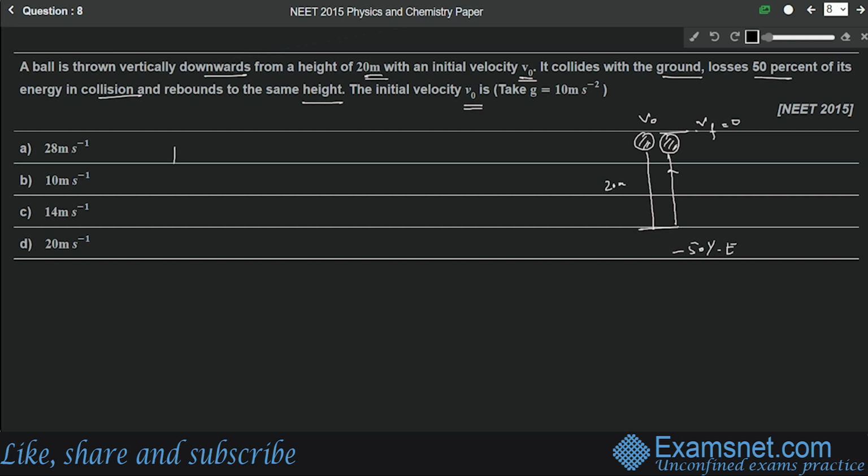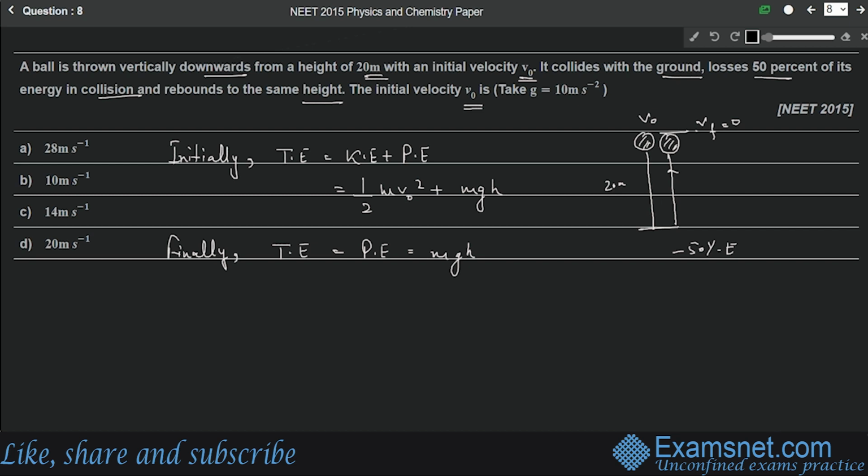Okay, so initially the total energy of the ball was the sum of kinetic energy and potential energy, because it had an initial velocity. So kinetic energy was also there. That means the total energy was half mv0 square plus mgh. But finally, at the final point, the total energy will only be the potential energy. That means mgh, because it does not have any velocity here. Okay, final velocity is 0, so there is no kinetic energy.